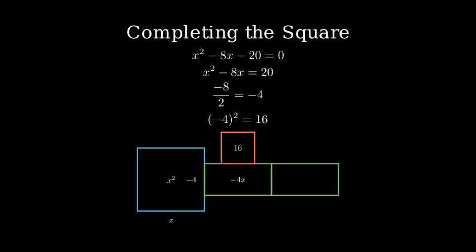We add 16 to both sides of the equation to maintain equality. This gives us x squared minus 8x plus 16 equals 36. The left side is now a perfect square trinomial that can be factored as (x minus 4) squared.